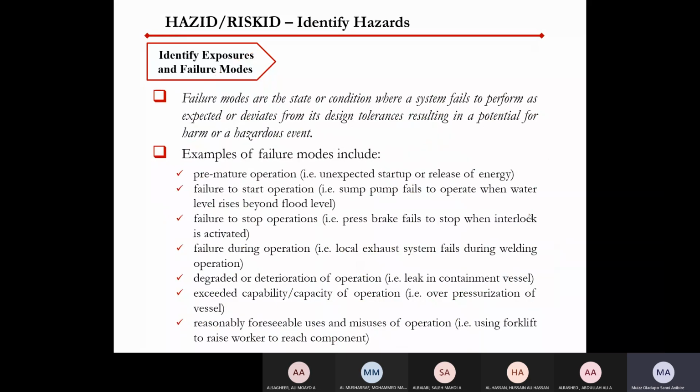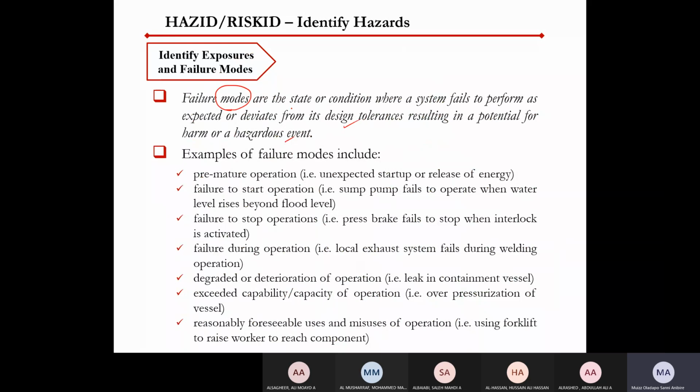As for failure modes, this refers to states or conditions where a system fails. That's why I call it modes. So it's basically modes of failure. What is the mode of failure of the system? How can the system fail to perform as expected, or deviate away from its original design or design tolerances? And this could result in harm or a potential hazardous event. So we call this failure mode. It could be the failure mode of a system, an asset or equipment.